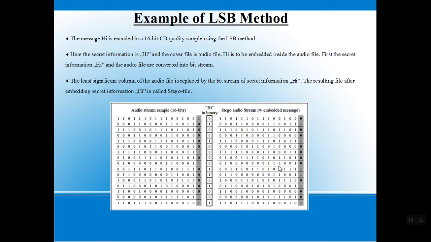Now the example of the LSB method for a sound. The message hi is encoded in a 16-bit CD quality sample using the LSB method. Here the secret information is hi and the cover file is an audio file. Hi is to be embedded inside the audio file. First the secret information hi and the audio file are converted into a bit stream. The least significant column for the audio file is replaced by the bit stream of secret information hi. The resulting file after embedding the secret information hi is called a stego file. Now you can see this on your screen as an example.